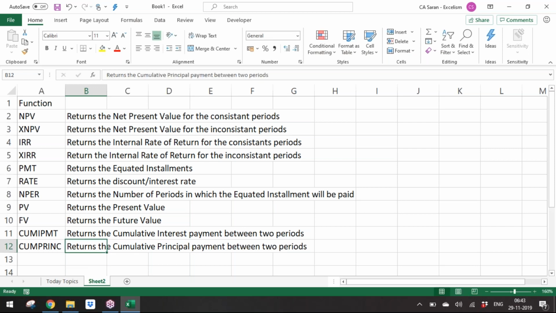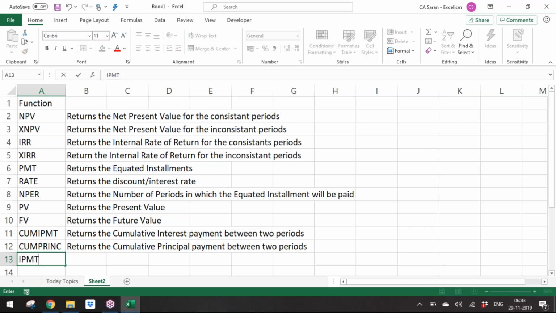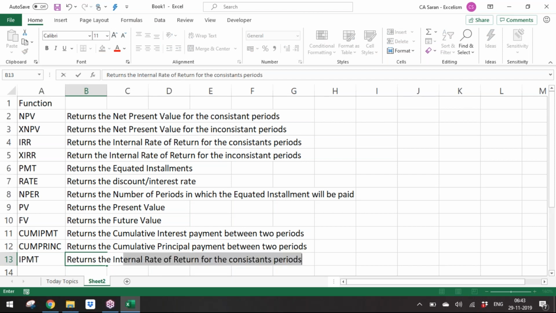Then there is one more function, IPMT. IPMT basically returns the interest portion in the equated installment.